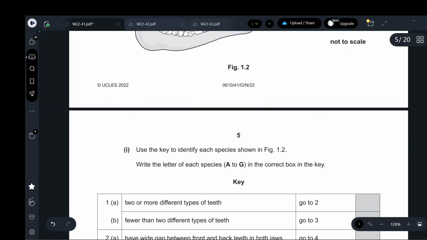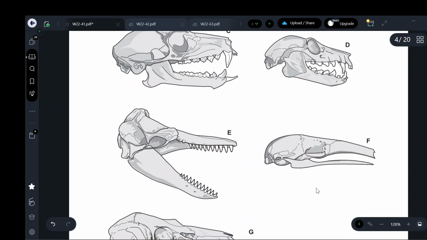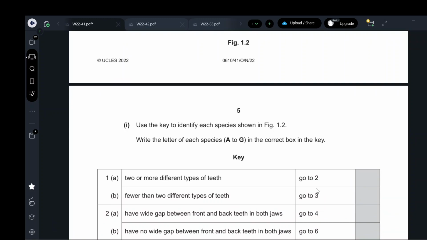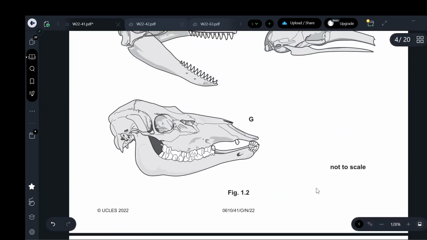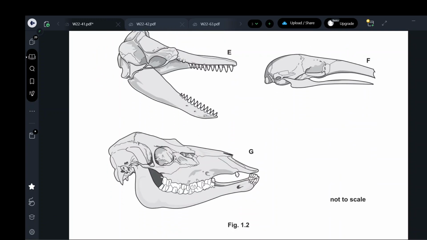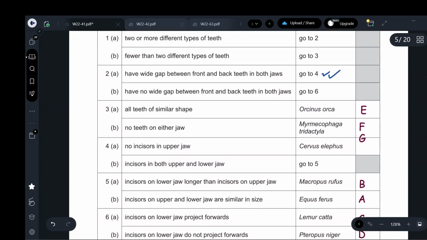Two or more different types of teeth, or fewer than two different types of teeth. Do I have two or more different types? Yes, I have this type, this type, and this type. So yes, I have two or more different types. Go to number 2. Is there a wide gap between the front and the back teeth in both jaws, or no wide gap? Let's check. Yes, there is a wide gap in the middle. Go to number 4.